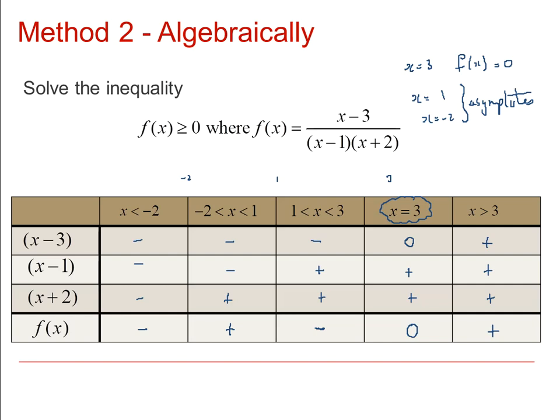Now we're asked to find the values of x for which f of x is greater than or equal to 0. We can see that it's greater than or equal to 0 between negative 2 and plus 1, and also from 3, including 3 itself, upwards. So we would say that x is greater than negative 2 and less than 1, or x is greater than or equal to 3.